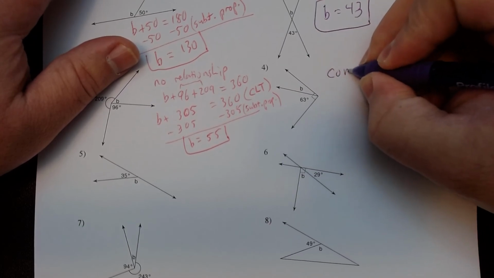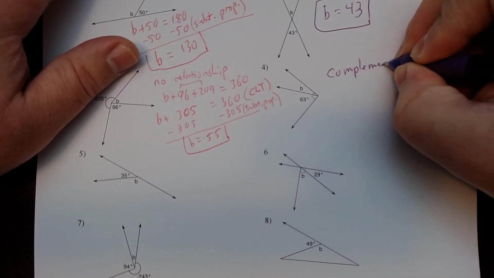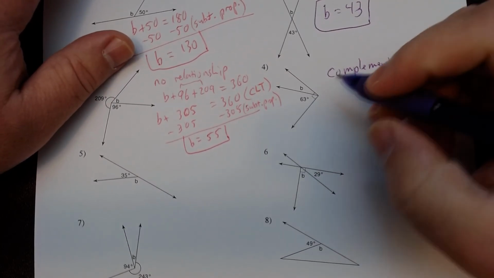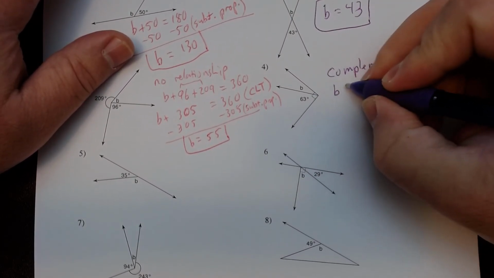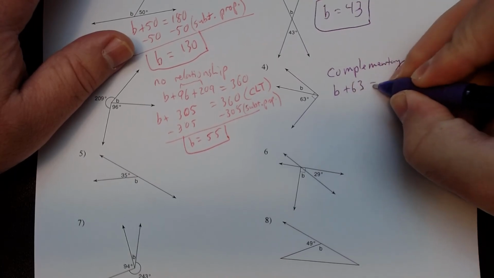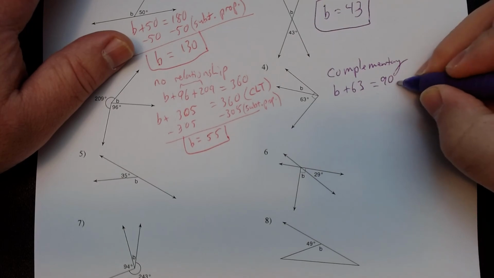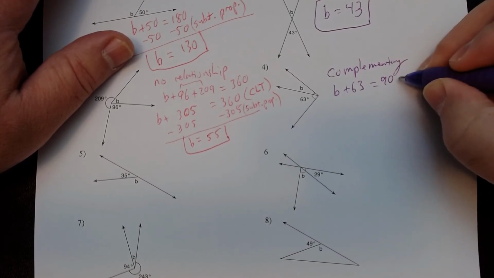So this is complementary angles. So that would be the relationship. The way that those work out is you can add them together and they're supposed to equal 90 degrees when you do that. That was because they're complementary, so that would be your reasoning why.